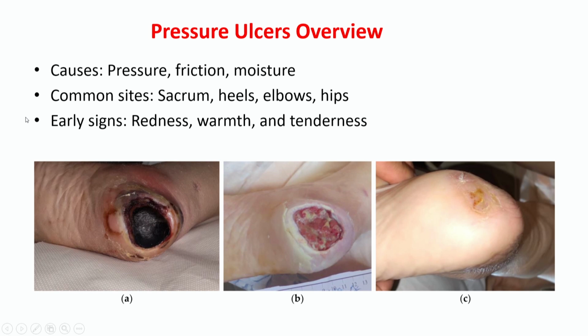Pressure ulcer overview: cause, pressure, friction, and moisture. I have shown you in the previous slide. Common sites: sacrum, heel, and elbow. You can see these wounds. This is ankle, how it happens there. Early signs: redness, warmth, and tenderness. This is the condition when you will find progression of the ulcer.